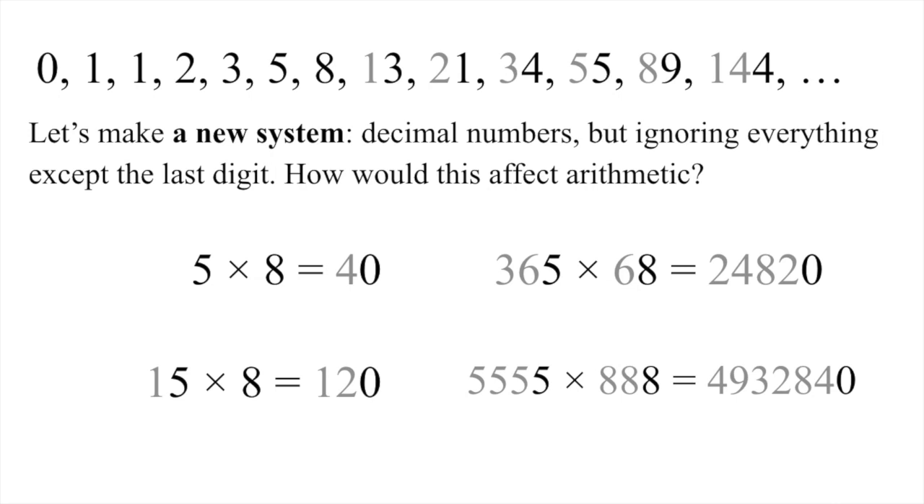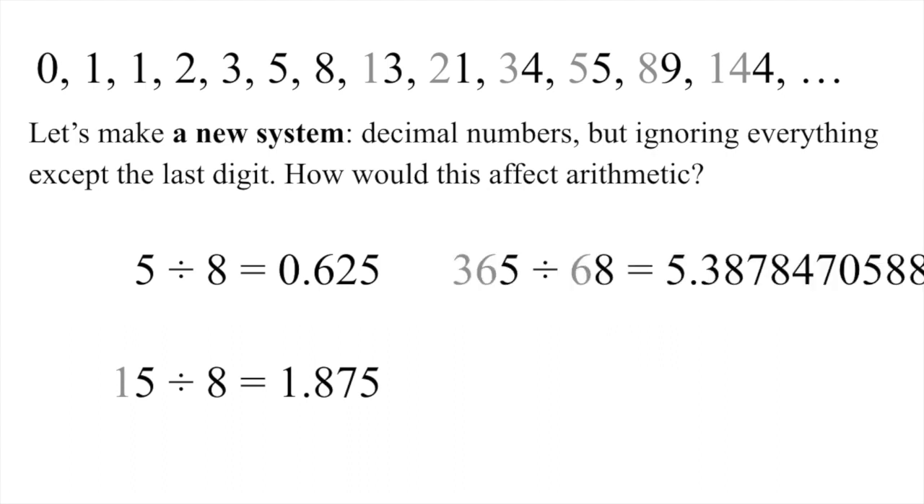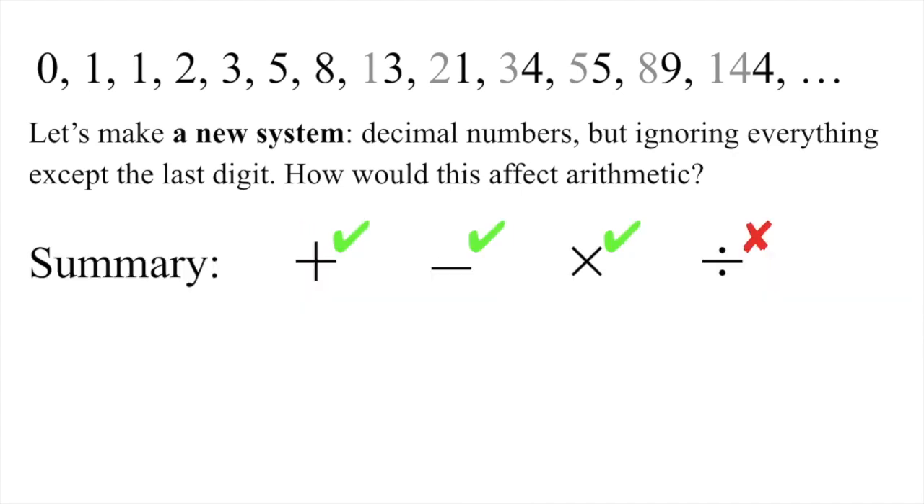Okay, one more thing. Let's try division. 5 divided by 8 is 0.625, and it's kind of hard to tell how we should even interpret that. Okay, well, that's fine. Let's try the other values. Maybe it's like subtraction, and it'll work out. And, okay, yes. This is definitely not working. Scrap it all. We don't need division anyways. So, in summary, we have that addition, subtraction, and multiplication work in this new system, but not division.